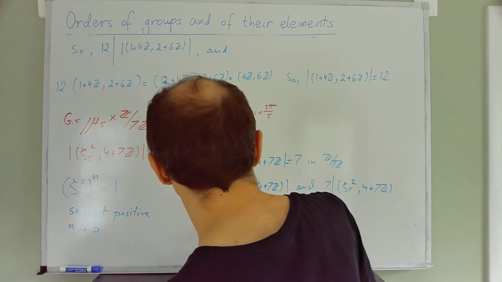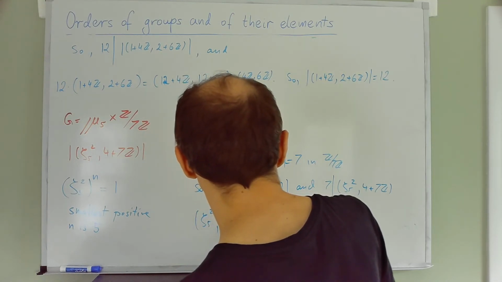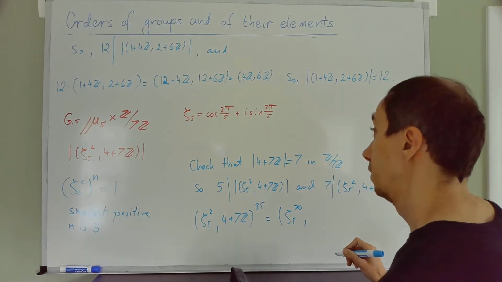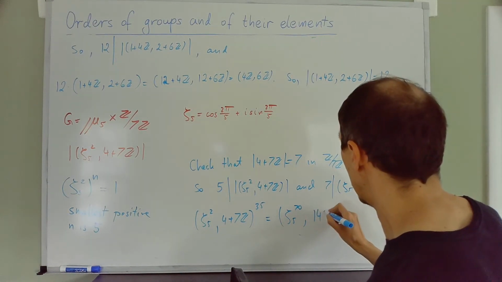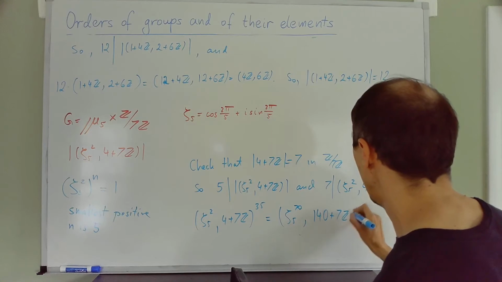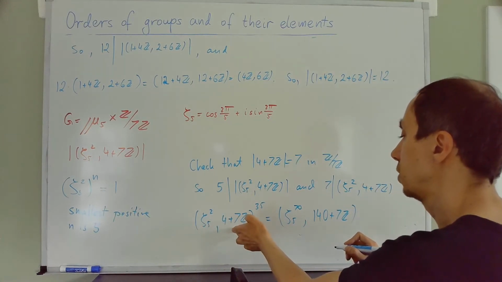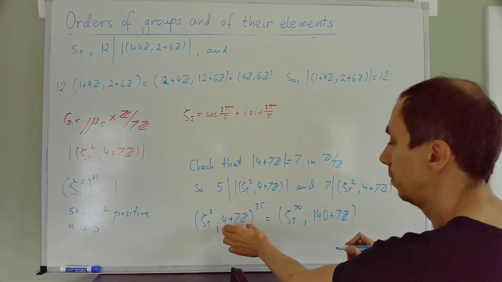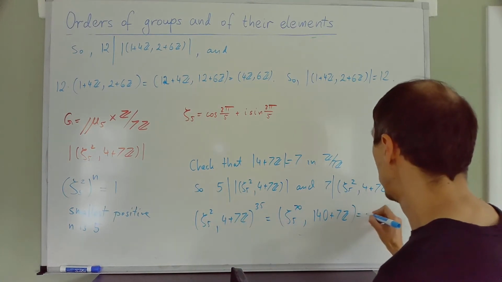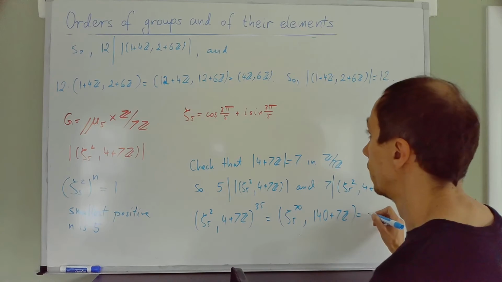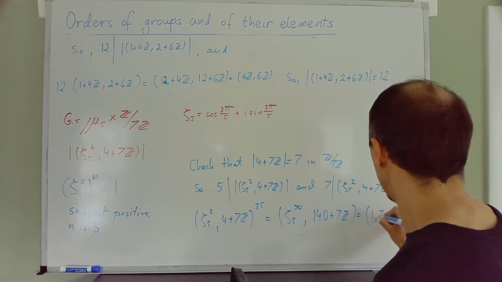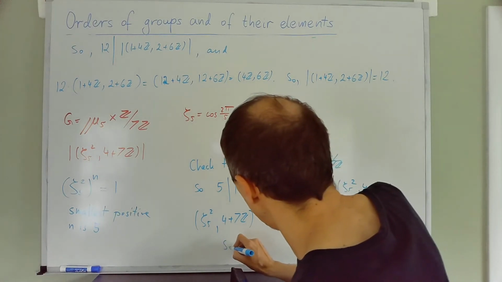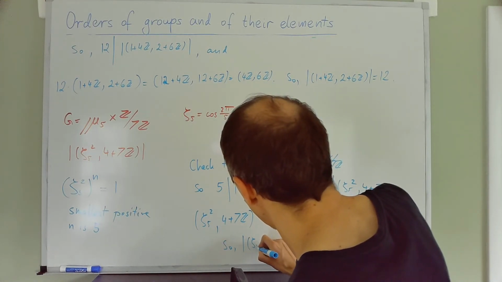To the power 35, well, that's zeta 5 to the 70. And 35 times 4 is 140 plus 7Z. Remember, here I'm using multiplication, here I'm using addition. So this I'm raising to the power 35, here I'm multiplying this by 35. Oh, this is clearly the identity. This is 1, 7Z. So the order really is 35.